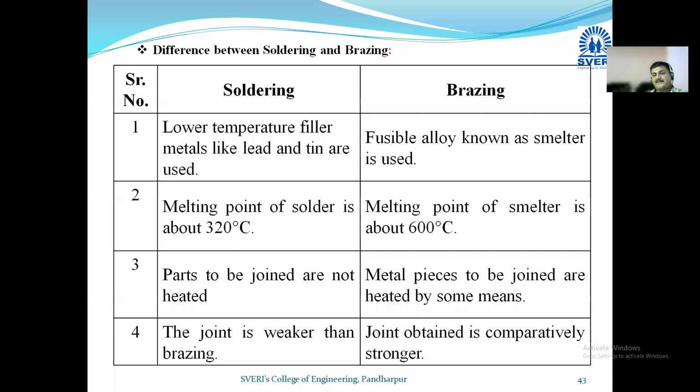But in case of the brazing, the metal pieces which we are going to join together are heated by some means.